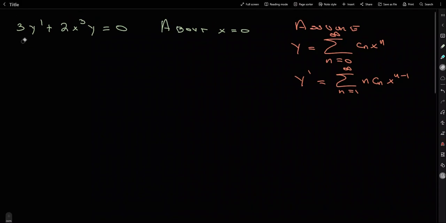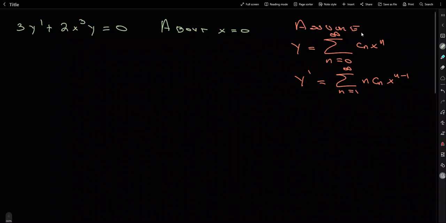Right. So in this video, we're going to solve the differential equation 3y prime plus 2x cubed y equals 0 using a power series centered at the ordinary point x equals 0. Before watching this video, it's important that you see the previous video so you get an idea of all we're going to do in this video. I have left the link to that video in the description of this one.